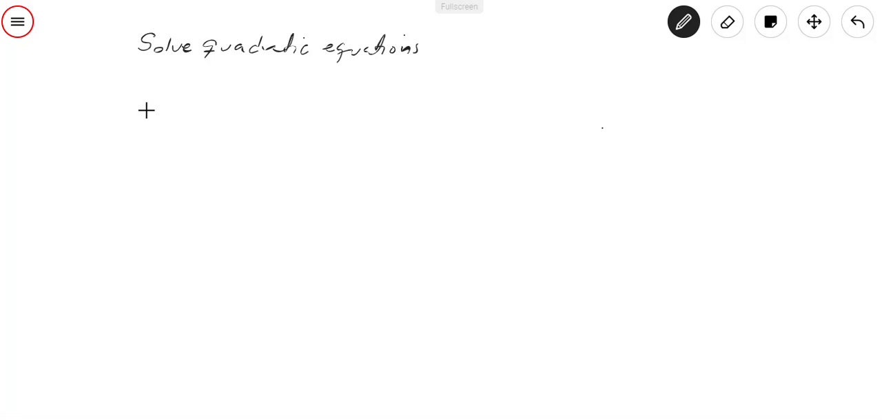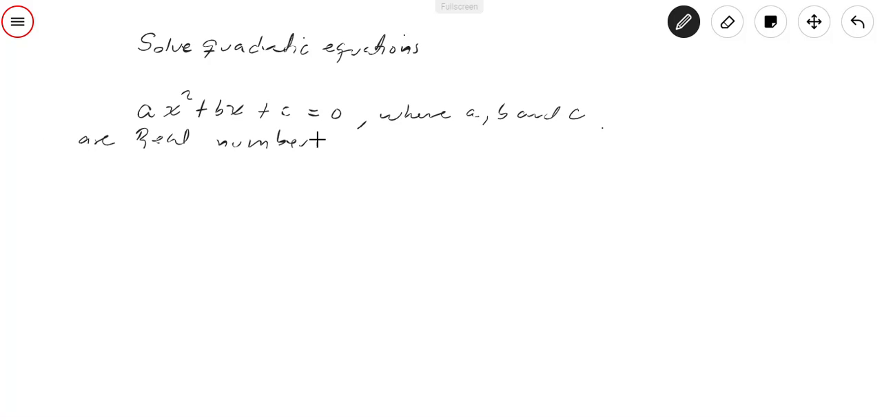So when we have an equation of the form ax squared plus bx plus c equals 0, where a, b, and c are real numbers, and a is not equal to 0, we have a quadratic equation in standard quadratic form.